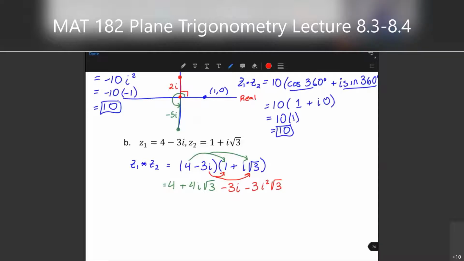The first simplification we can consider is looking at that i squared again. So remember, i squared is always negative 1. So this is always negative 1 there with the i squared. So we can rewrite this one time with 4 plus 4i square root of 3 minus 3i. And then if that i squared is just a negative 1, we can say that's just a plus 3 square roots of 3. So that would be one simplification. Turn that to a positive.